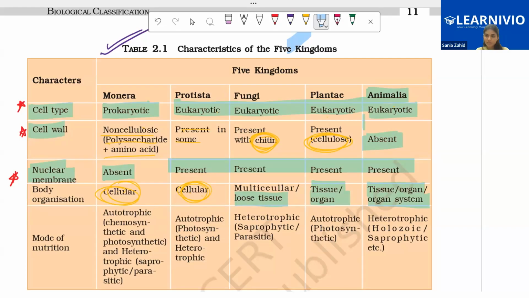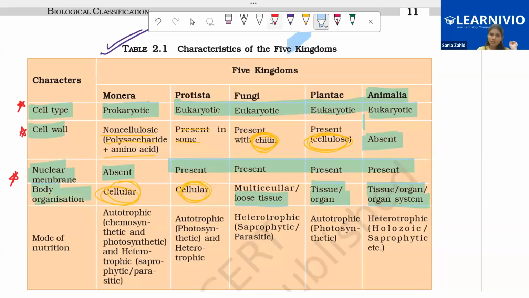Animal. Animalia is the most complex because there we have tissues also, we have organs also, and we have organ systems also. Plants, we just have the tissues and the organs. Fungi, we have like very loose tissues arranged. Then protistans and monorins are just cellular.